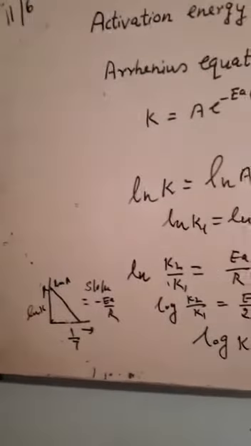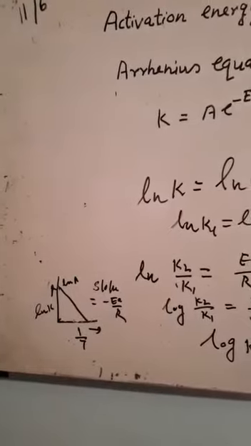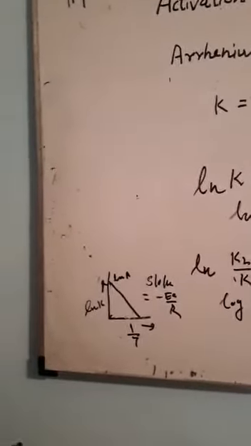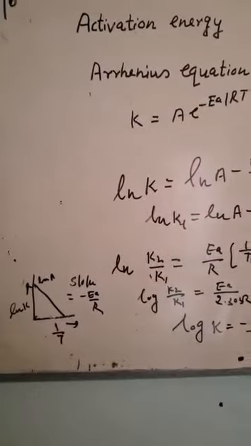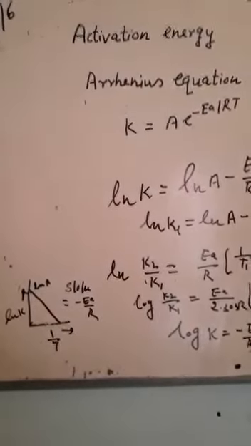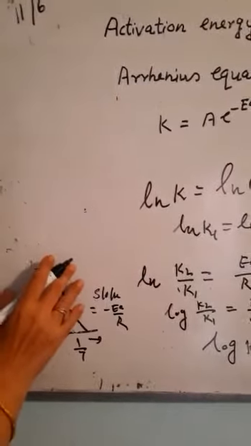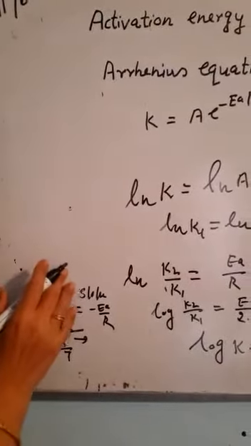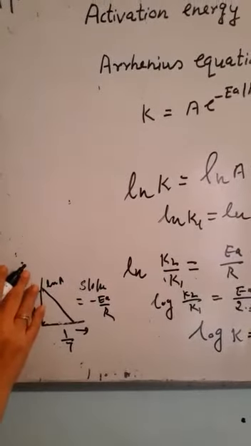Good morning, children. You know that if any chemical reaction is to take place, the reactant molecules must collide. But all the collisions are not effective. Only those reactant molecules are converted into product which have some extra energy, which is known by the name of threshold energy.